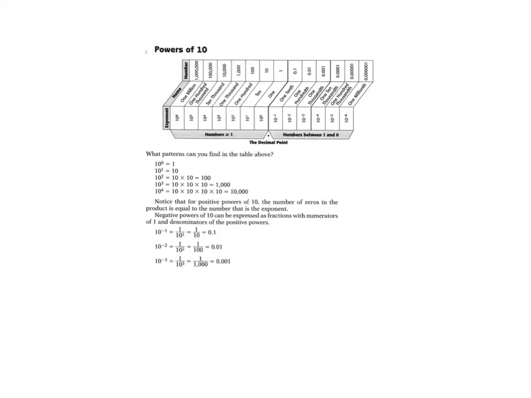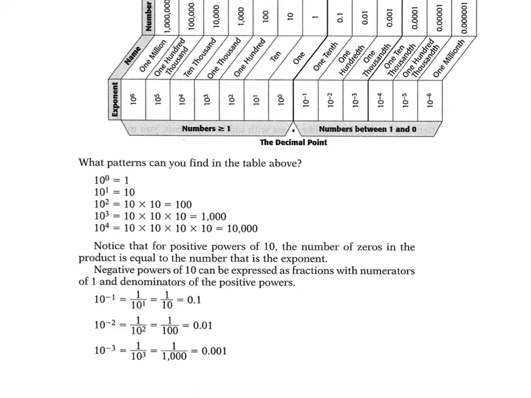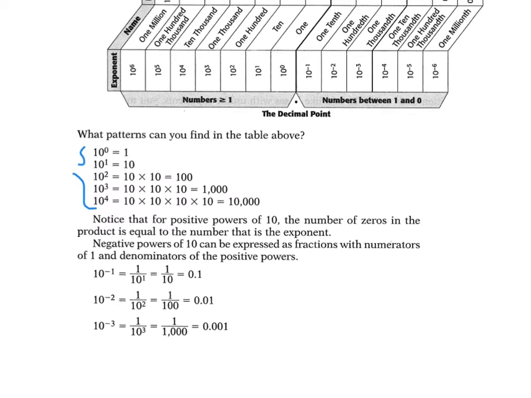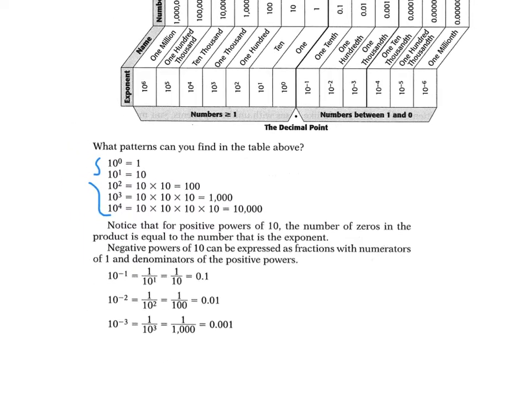Okay, now we're moving on to powers of 10, which is the same thing from before, but now we're multiplying them out. So all of our whole numbers on the left side of the table are represented by positive exponents, and all of our decimals on the right side of the table are represented by negative exponents.